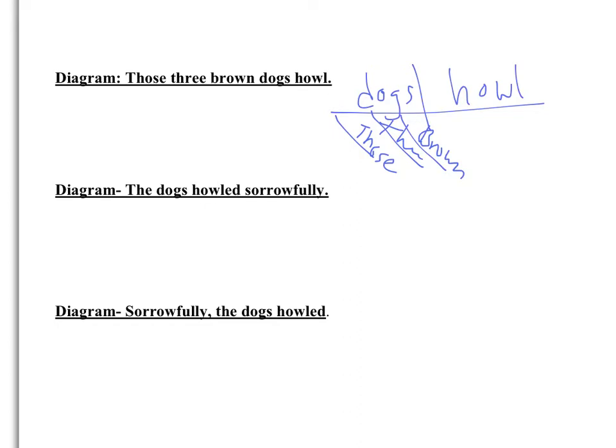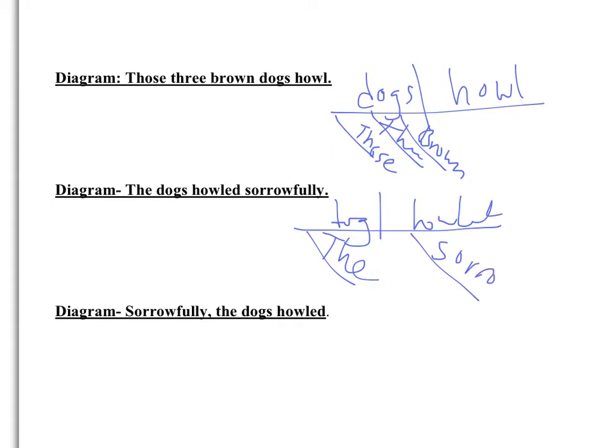The dogs howled sorrowfully. Dogs howled. The is an article. Don't worry about that, it's not for you. Sorrowfully is an adverb. That's why it goes under the verb howled, because adverbs modify verbs. They also modify other adverbs and adjectives, but we won't talk about that now.